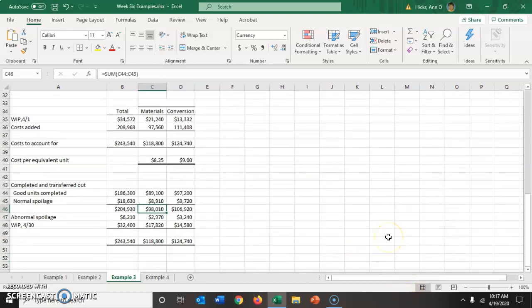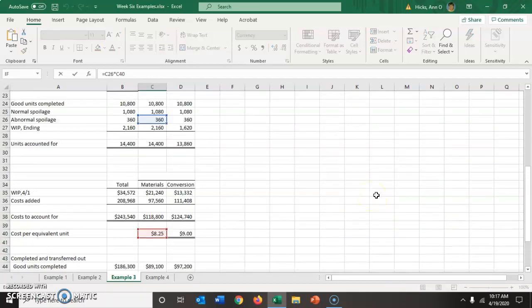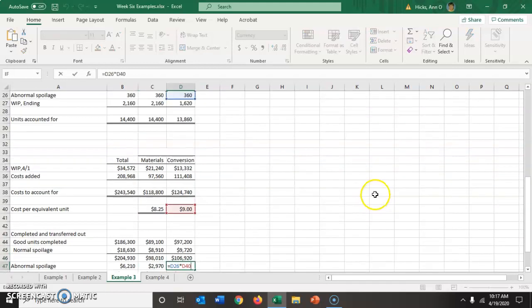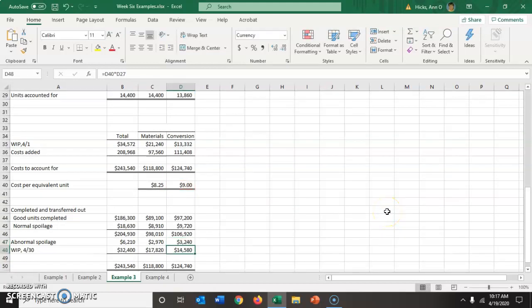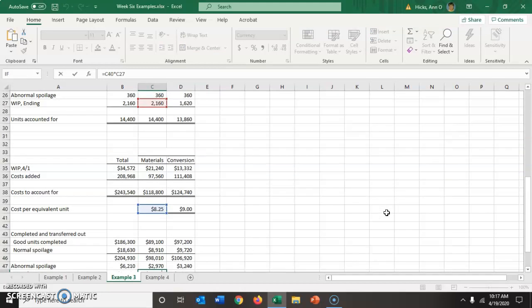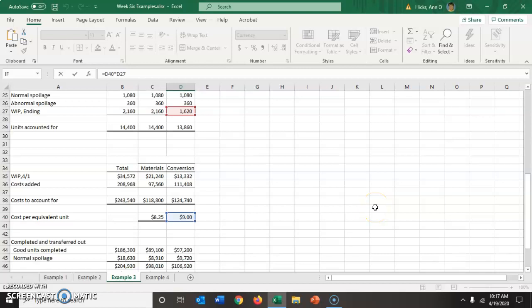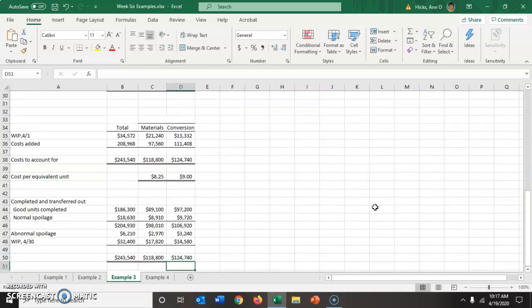Then the abnormal spoilage is going to be the 8 1/4 times the 360 for materials, the $9 times the 360 for conversion costs, and then ending WIP will be the 8 1/4 times the 2,160 for materials, and the 9 times 1,620 for conversion costs. And then all we do, just like we did before, is total all of those up to make sure that we allocated the same as costs to account for.